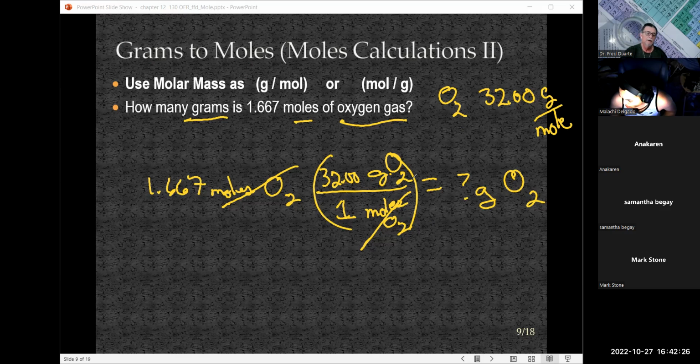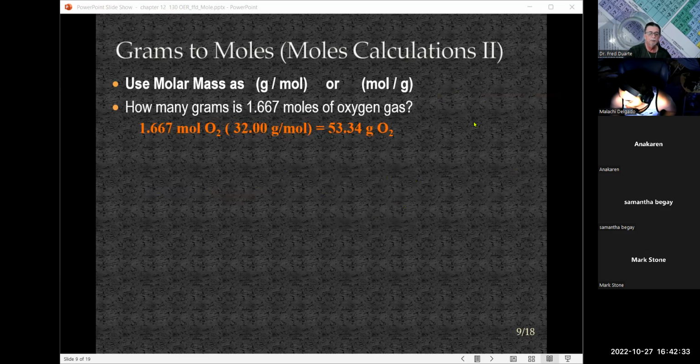All right. And we end up with 53.34 grams of oxygen. Okay. And that's going from moles to grams. Notice something. When you start with moles and you need to get to grams, guess what? You're multiplying by the molar mass. Okay? Think about that for a second to help you out. I'm given moles and I need to get to grams. I am multiplying by the molar mass. MM. Molar mass. Okay? Moles times the molar mass gives me grams.